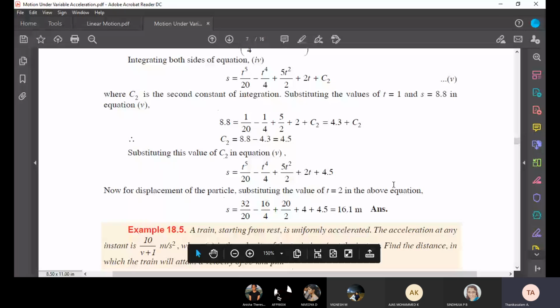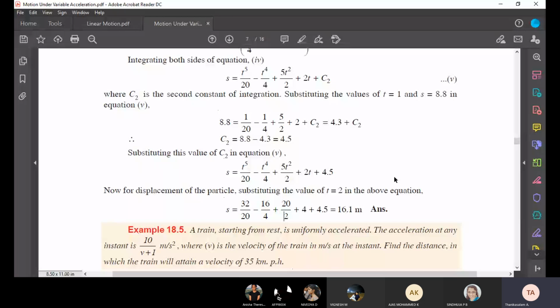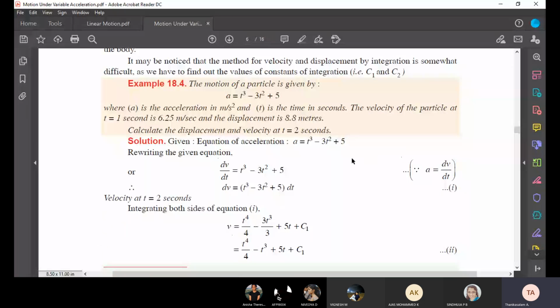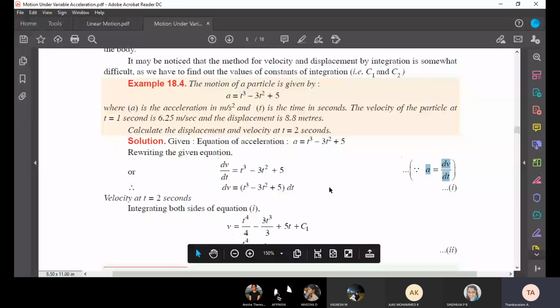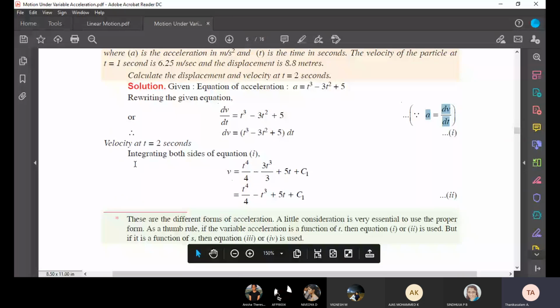So what have we done? The acceleration and one condition were given. What condition? When time t equals 1 second, the corresponding velocity and displacement are given. Now they asked for the velocity and displacement when t equals 2 seconds. So what I have done is take the acceleration equation first. Acceleration is dv by dt, so I wrote dv by dt equal to this equation. Then by cross multiplication I take integration on both sides. You already know the integration method.